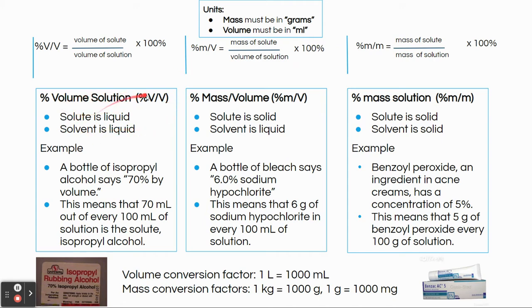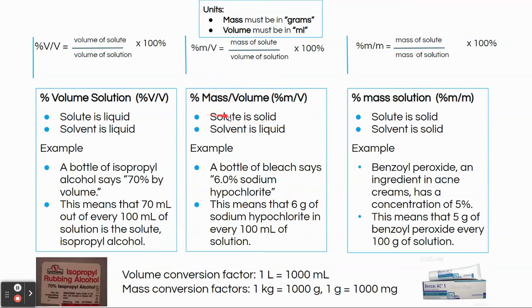So our percent volume is usually when your solute is a liquid and your solvent is a liquid. So in isopropyl alcohol, which is rubbing alcohol that you might have at home, if we say 70% by volume, that's a volume. You have your solute, which is the liquid, and your solvent, the liquid as well. So essentially this 70% by volume would mean in this isopropyl alcohol here that 70 mils out of every 100 mils solution in your bottle is isopropyl alcohol. That's what that would mean. And then the rest is water.